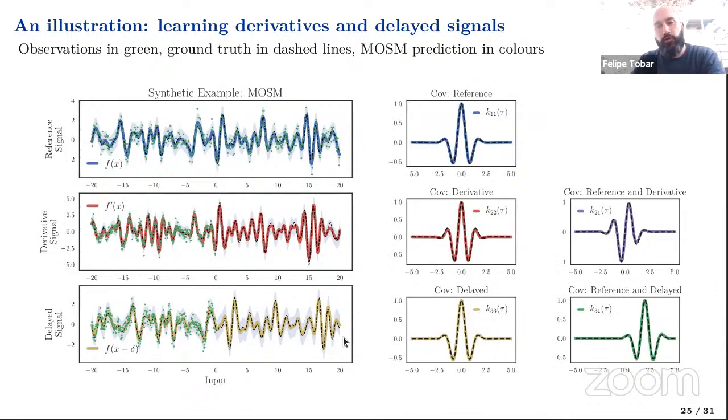And the multi-output spectral mixture predictions are in color, so blue, red, and yellow. And of course, the model also learns the kernels, right? So the reference kernel, the derivative kernel, the kernel between the reference and the derivative, and so on. It works very well. Of course, the model is well specified here because the data came from the model. But it's nice to know how well it works.